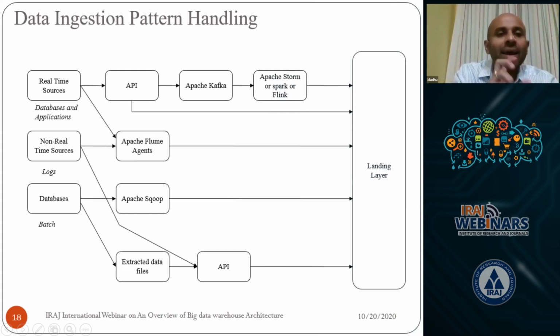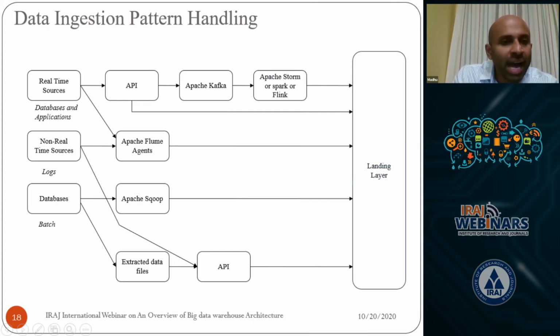So a RESTful API, and that particular RESTful API would utilize Apache Kafka, because when people are trying to push data in, you need that speed of streaming also. That is where Kafka comes into the picture. So you go to the Apache Kafka streaming, and then you utilize either Spark or Storm or Flink, and then land it into the landing layer. So you basically drop it in, and the message turns into a file.